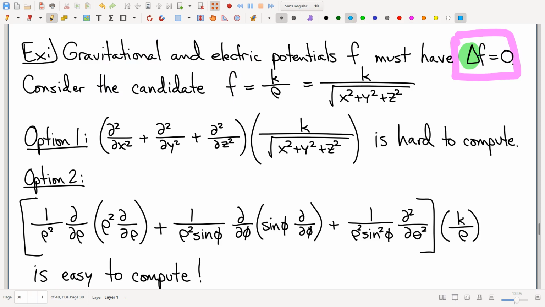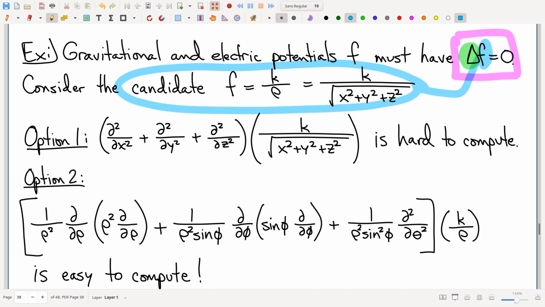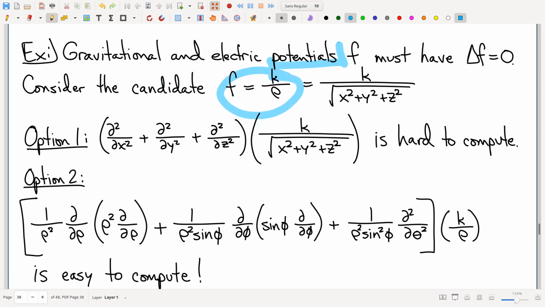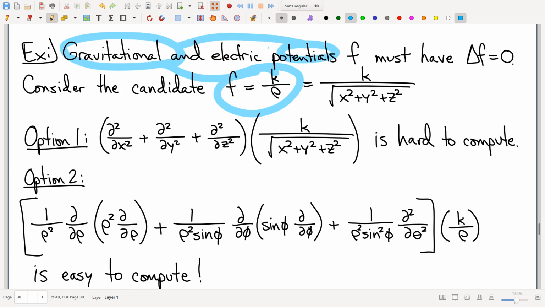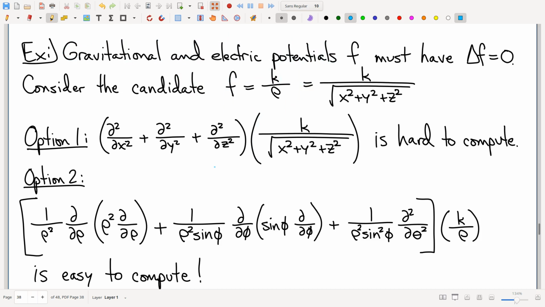Here is a function that is very important to entertain as a candidate possible solution to that equation, called Laplace's equation. Why is this an important candidate? Because it works. This is, in fact, what electric potentials look like for a single point charge. And likewise, if you might care, this is what gravitational potentials look like for a single point mass. So this is going to be a really important calculation.